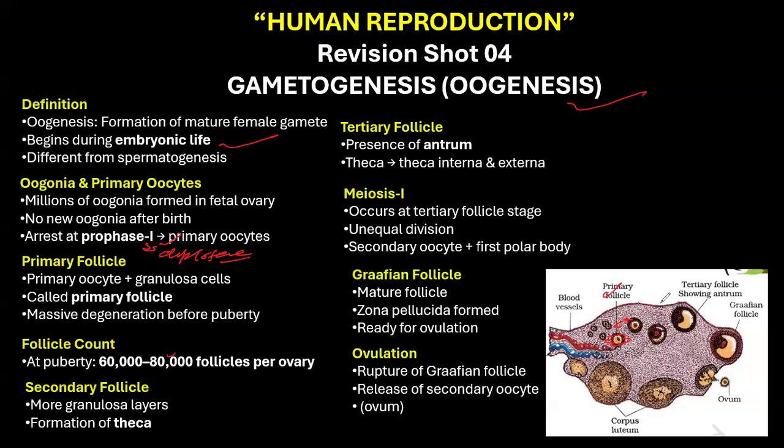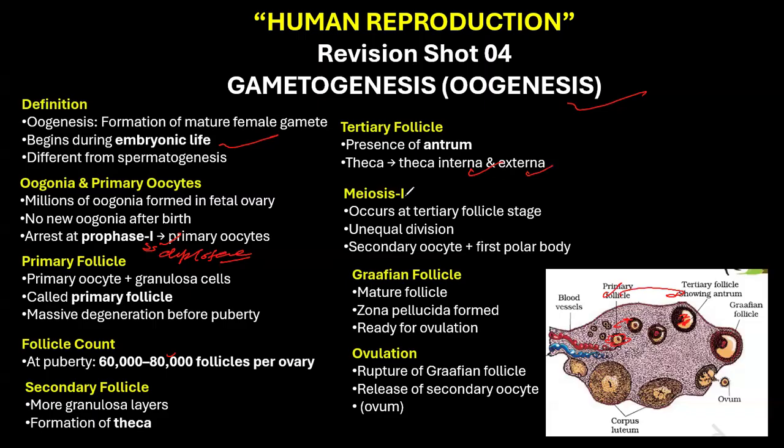Then the secondary follicle will get converted into the tertiary follicle. And this tertiary follicle has an antrum, that is, a cavity is there. Now this cavity is formed. And then theca differentiates into theca interna and theca externa. There will be two membranes now. Theca interna, internal, and theca externa, that is external.